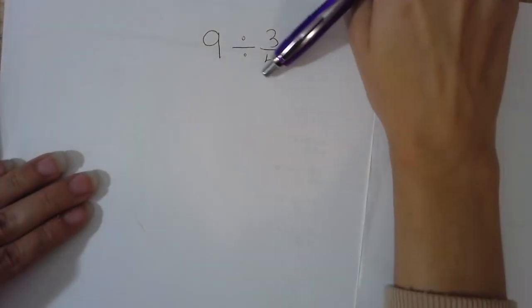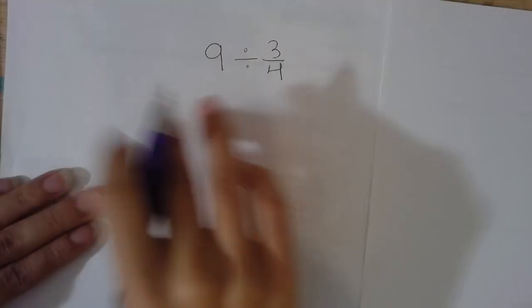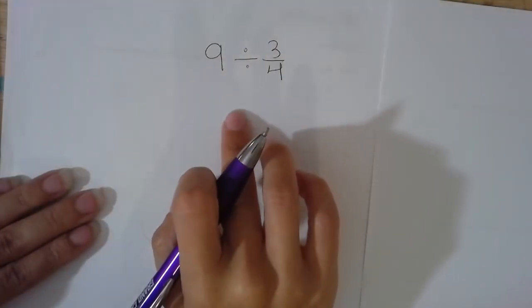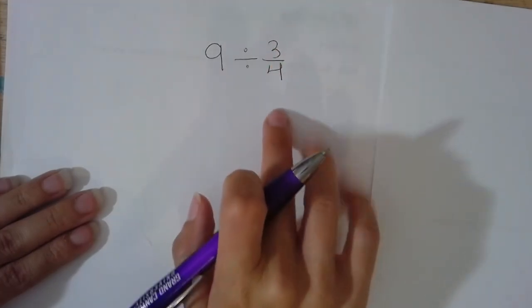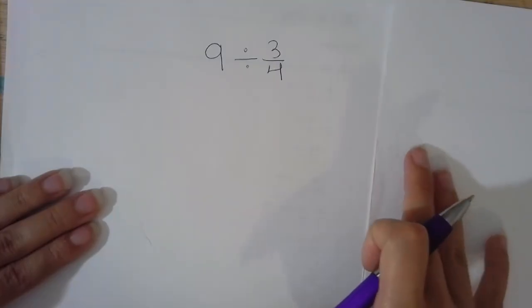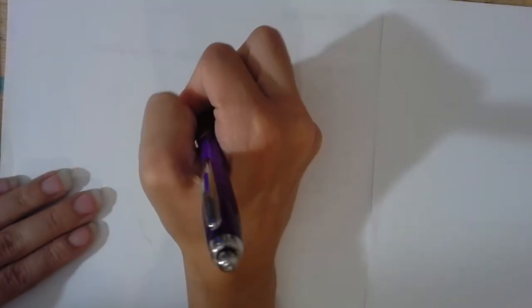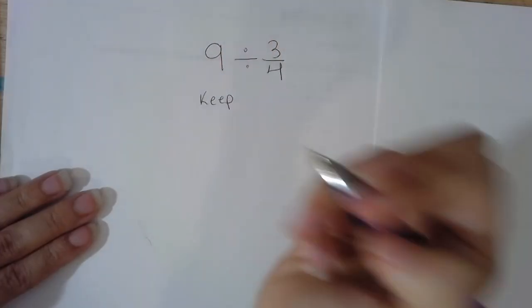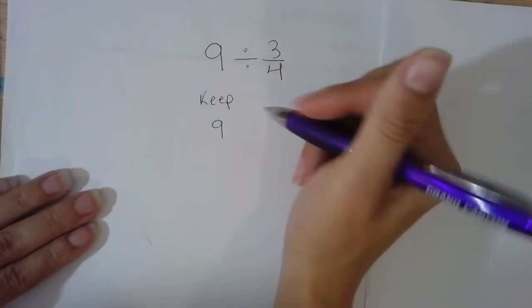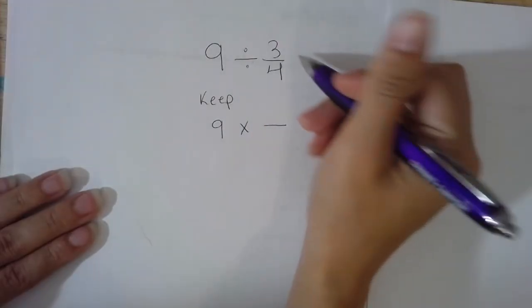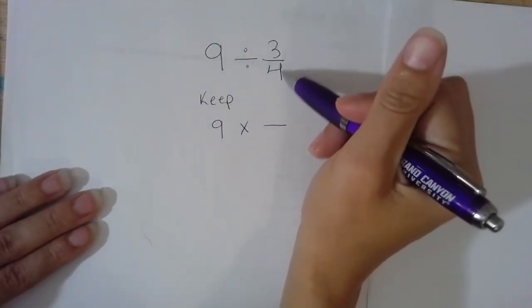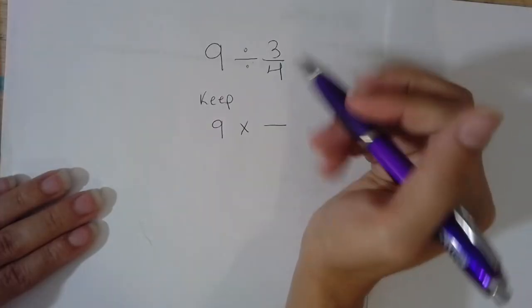So for this first part, we're going to change this division fraction into a multiplication sentence and multiply this first value by the reciprocal of the second value, also known as keep, change, flip. So what that looks like is we will keep this first value alone. So we will keep it as 9. We will change the division to multiplication, and then we will flip this value. This value, we will find its reciprocal.